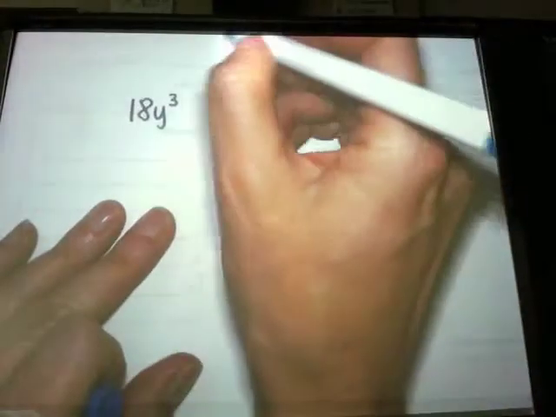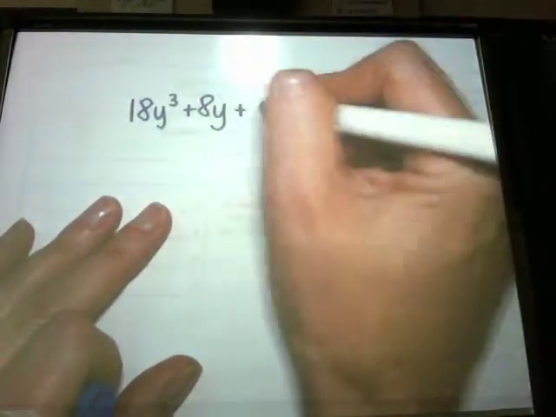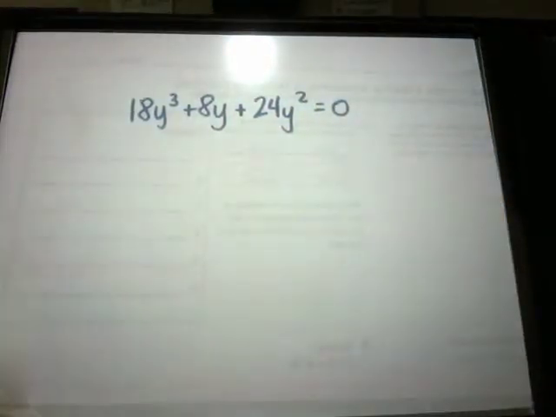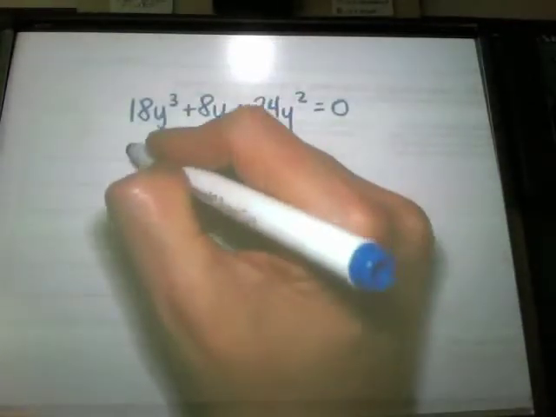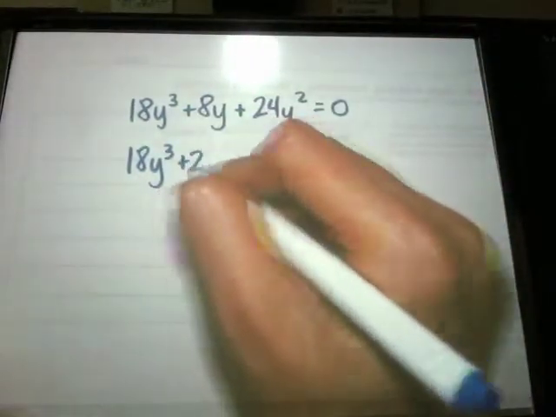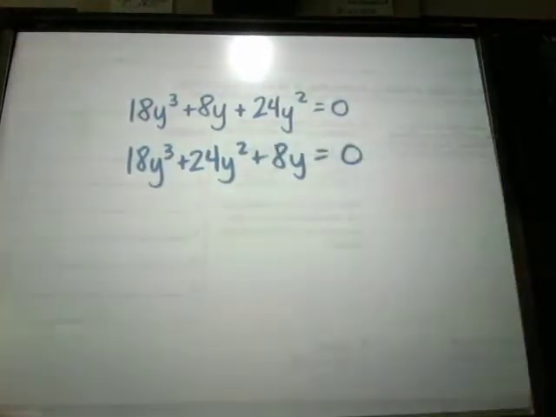18y cubed plus 8y plus 24y squared equals 0. So I already have the equal 0. Let's think back to our lesson 511, Friday's work, with our steps. The first step, put them in order. I need to change the order. The 18y cubed can come first, but next needs to be the y squared. So you still need to think about that as you're going through these.